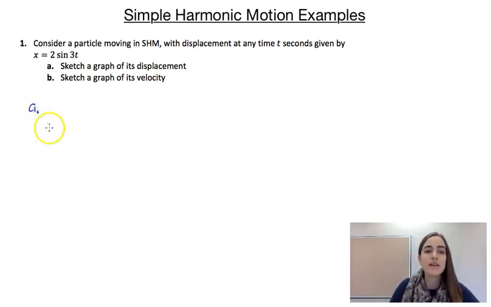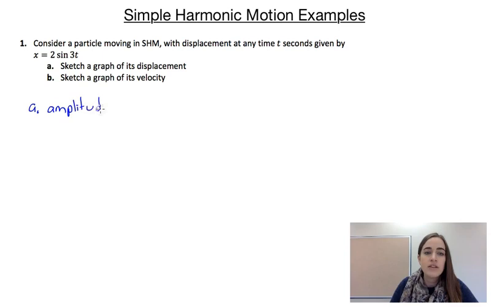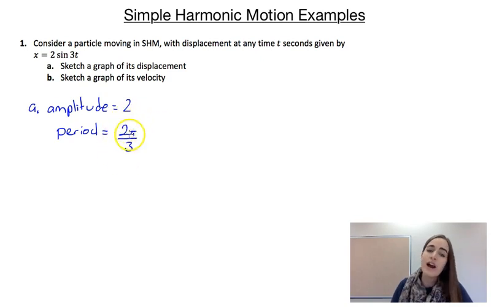So if we're sketching its displacement, there's two things we need to know. We need to know its period and its amplitude, and then we know what shape it's going to be because we know it's a sine graph. So its amplitude is given to us by the number in front, so that's going to have an amplitude of 2, and its period, now the standard period for a sine graph is 2 pi, but we need to divide by the coefficient of t, so we'll have a period of 2 pi on 3. So that means if we draw our graph between 0 and 2 pi, our sine wave is going to fit in there 3 times.